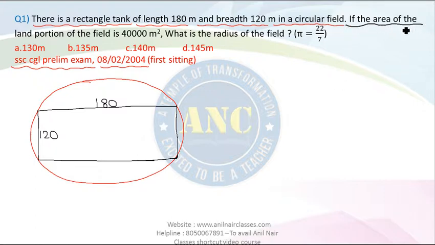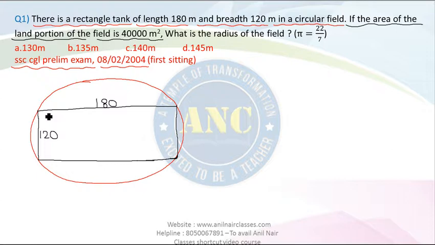If the area of the land portion of the field is 40,000 meter square, that means this black color portion is not the land portion. Why is it not the land portion? It is occupied by a tank. Can it be considered a land portion? Land portion means a portion which is available for free movement. Humans can walk there, humans can run there, or whatever it is. But I cannot walk inside a rectangular tank. I would need to dive inside a tank for that to happen, and usually that will not happen, right, sir?